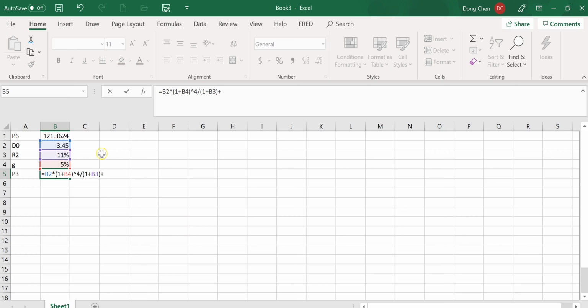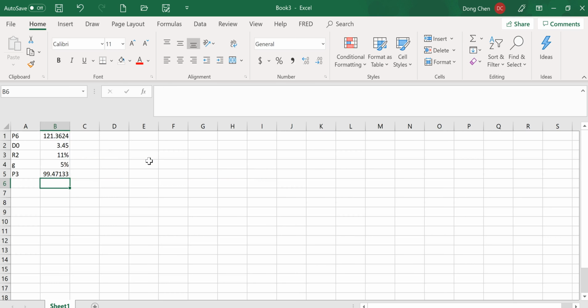And continue to add D0 times 1 plus g, raised to the power of 5, and then divide by 1 plus the discount rate R2 squared. And that's D0 again times 1 plus the growth rate g, raised to the power of 6, because that's the sixth-year dividend, and then divided by 1 plus the discount rate R2, cubed, and finally plus P6 divided by 1 plus the discount rate R2 raised to the power of 3. So that's P3.